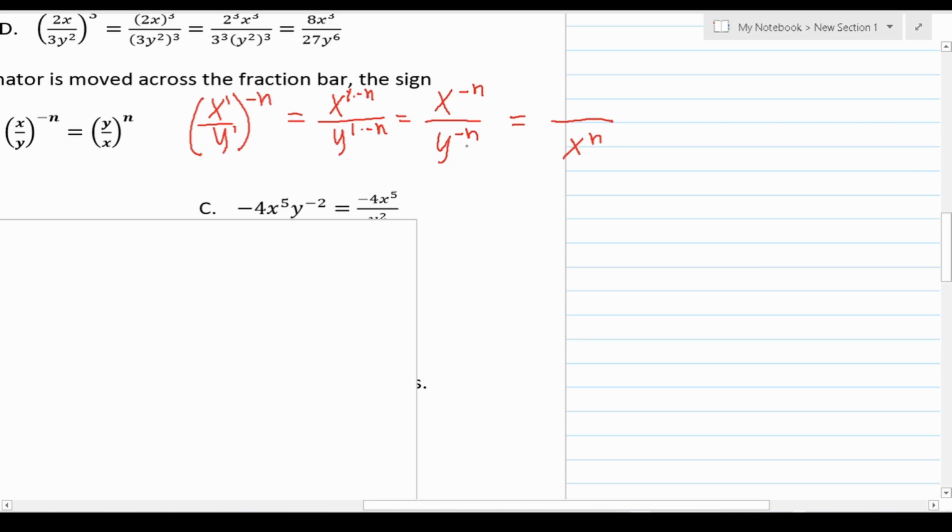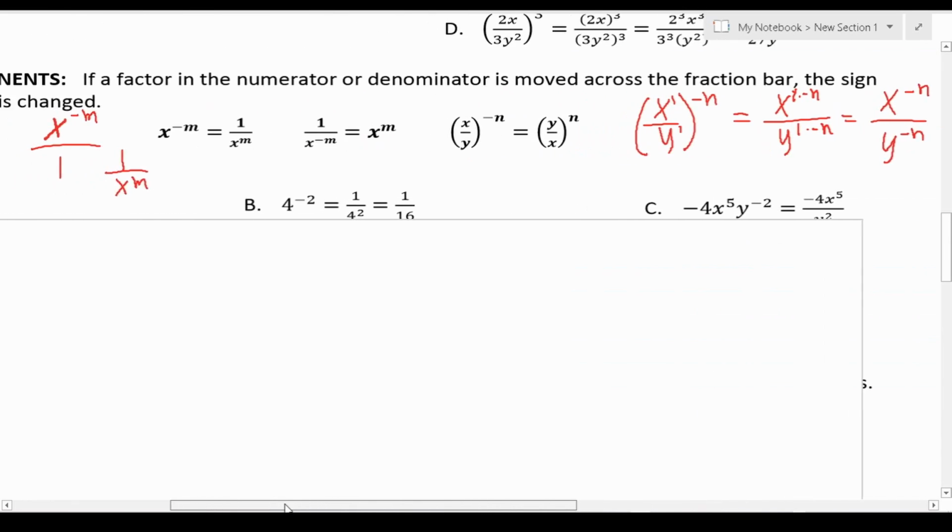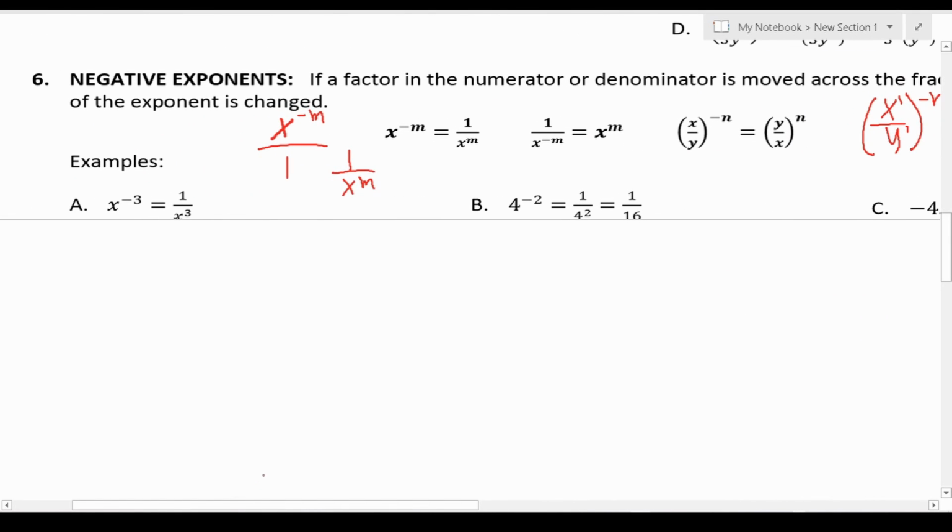And it's going to do the same thing to the y. It's going to take this y to the negative n and shift it to the numerator where it's going to be positive. So again, if you shift things across the fraction bar, it changes the sign from negative to positive and vice versa. In this case, we went from x to the negative n in the numerator, brought it across the fraction bar where it became x to the positive n. In this case, we had y to the negative n in the denominator. We shifted it across the fraction bar where it became y to the n. Okay, so that's what the negative exponent law says.